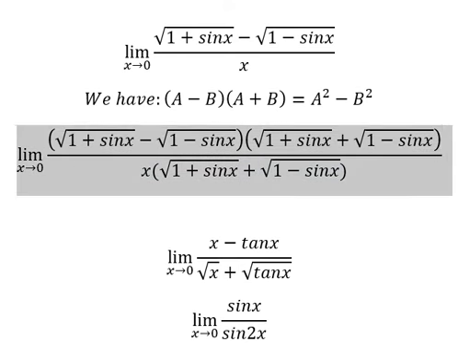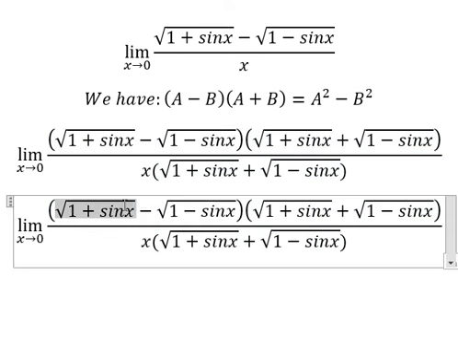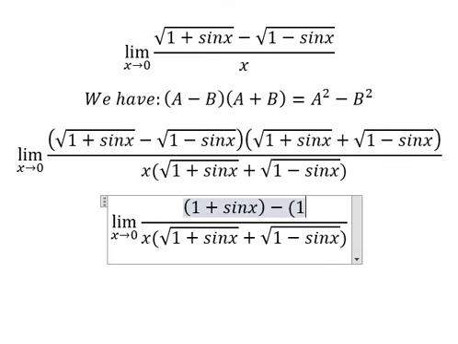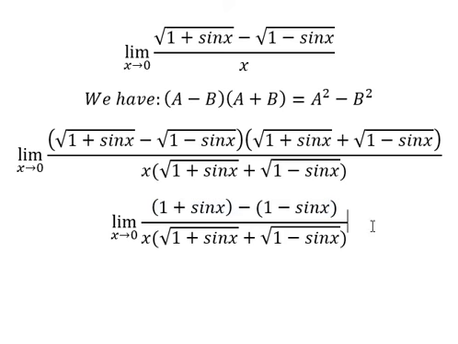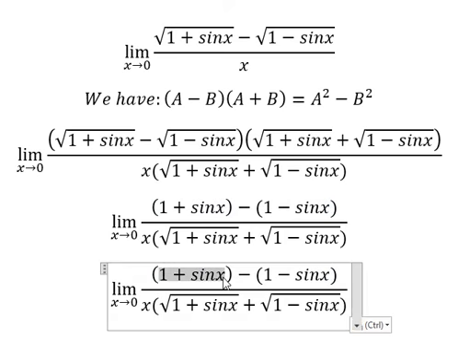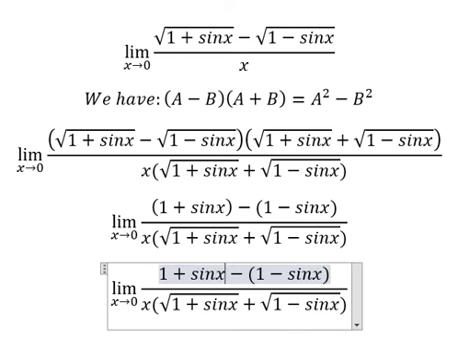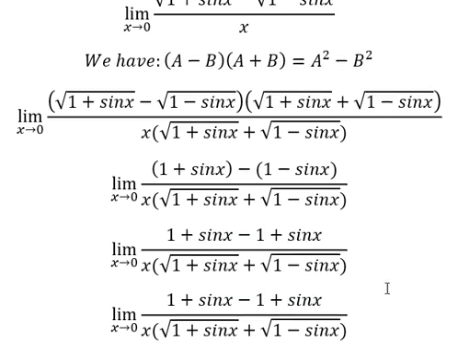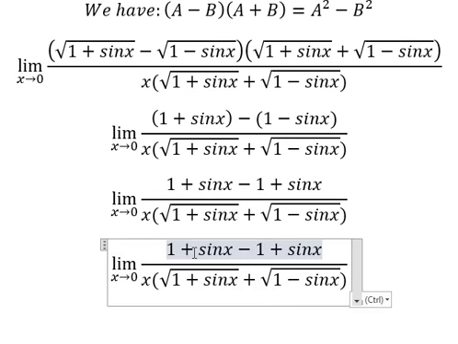So for this one, we need to get 1 plus sin x minus 1 minus sin x. So we need to open parentheses. One minus one we cancel. Sin x, you got about 2 sin x.